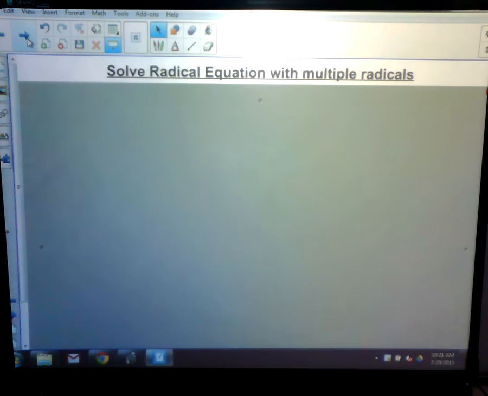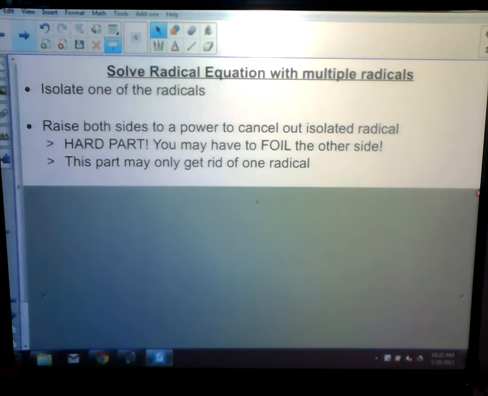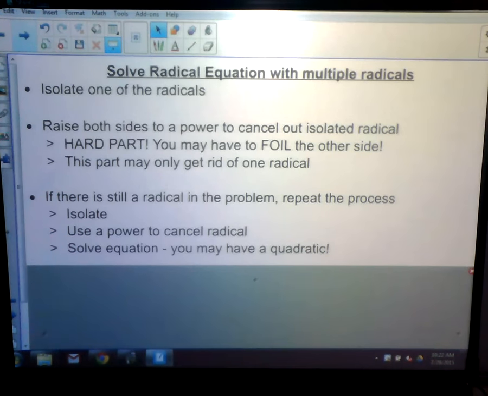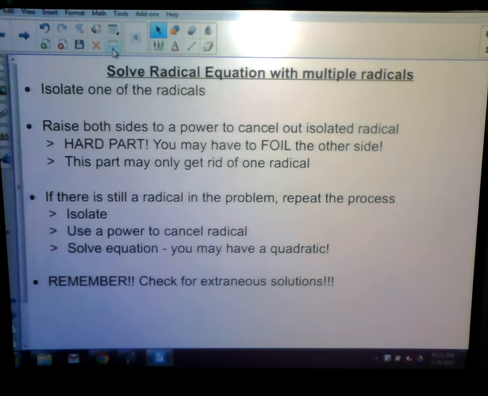What if there's multiple radicals? And this is where it gets hard. Isolate one of the radicals. Raise both sides to a power to cancel out the isolated radical, and this is the hard part. You may have to FOIL the other side, and this part may only get rid of one radical. If there's still another radical, repeat the process. Isolate the other radical, use a power to cancel out, and solve the equation. You might have a quadratic now, and you must check your answers.